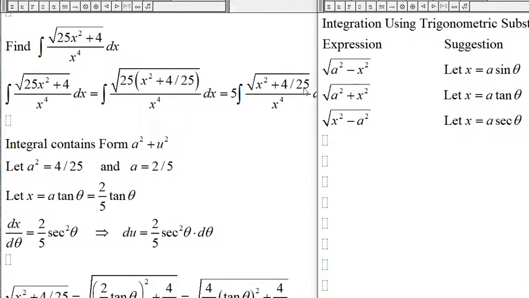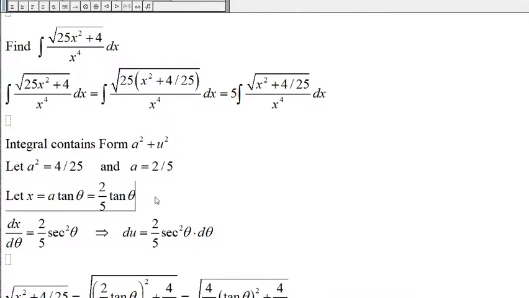So we can let a squared be 4 over 25. Then take the square root of both sides, and we get a to be 2/5. The suggestion is let x be a tangent of theta, so x is a times tangent of theta. And a is 2/5, so x is equal to 2/5 times tangent of theta.